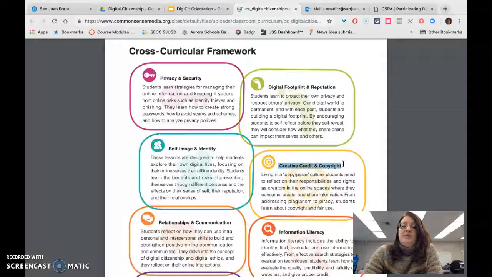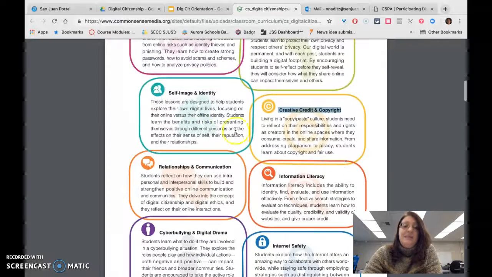Students need to develop a thorough understanding of creative credit and copyright, not only to avoid cheating and plagiarism, but also to understand the rights they have for the works that they create. They need to understand the role of digital media in relationships and in communication, and how communication is different, and messages are sometimes received and interpreted differently when they come through various types of channels that are online or within an app.